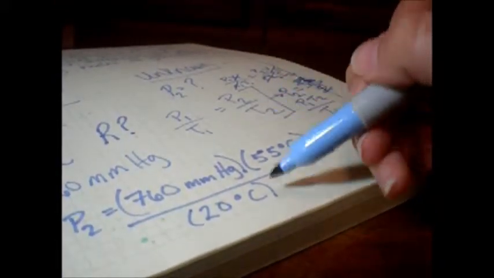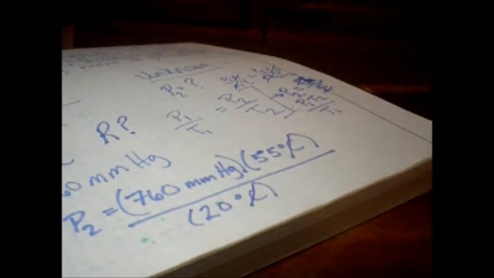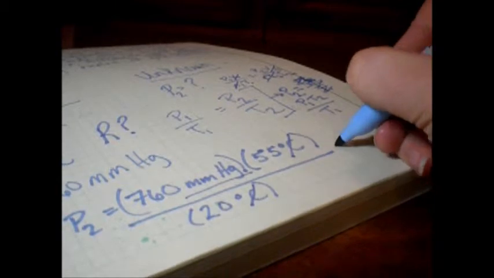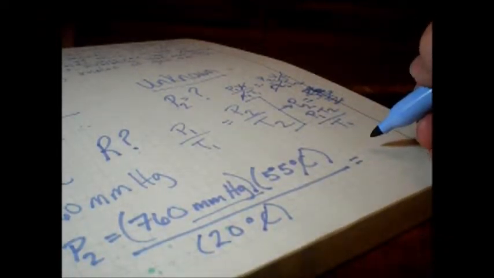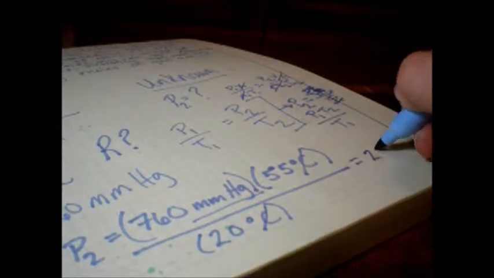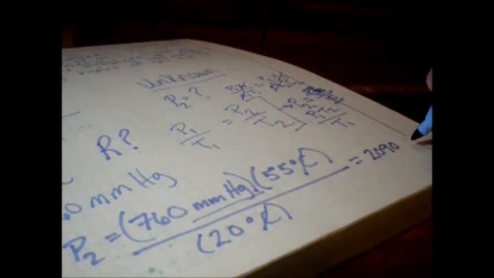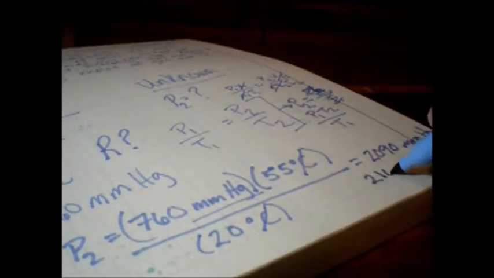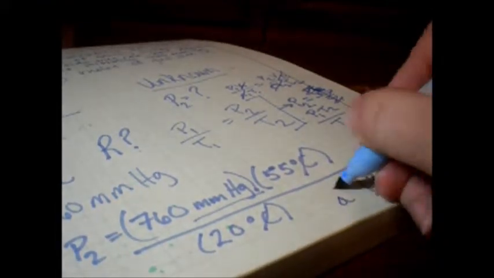Anyway, in this case, it doesn't actually matter because our Celsius is still going to cancel with our Celsius, and we'll still be left with millimeters of mercury, which is a unit of pressure. And it didn't ask us what unit to put our pressure in. It just asked for the value. So as long as we label it, it'll be okay. 760 times 55 divided by 20 is 2,090 millimeters of mercury. If we're going to use sig figs, significant figures, that would be 2,100 millimeters of mercury. And that's our final answer for part A.